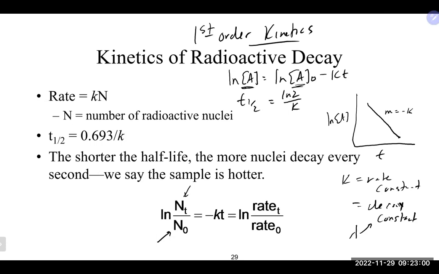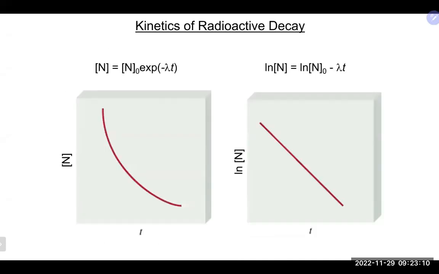The half-life is the natural log of 2 over K. That is where the 0.693 comes from. If you remember, you take the natural log of 2, that is 0.693. So here again is that lambda, which is the decay constant, which is really like your rate constant. Again, that is time. And again, they sometimes use nuclei as well.